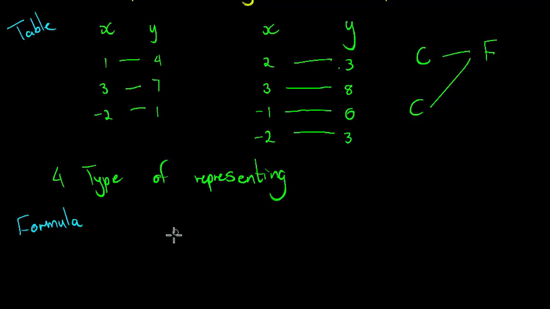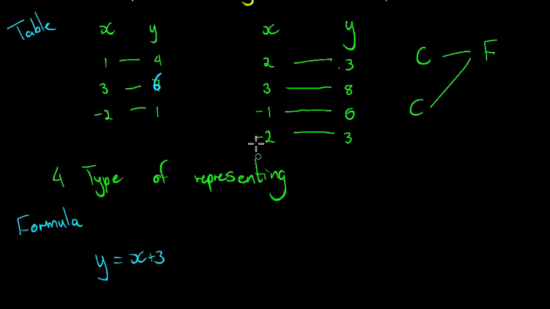So for example, in this case, my y value is taking my x value plus 3. Look there. So 3 plus 3 gives me 6, sorry, it's supposed to be 6. 1 plus 3 gives me 4, -2 plus 3 gives me 1. Okay, so this is a different way of representing the same thing.